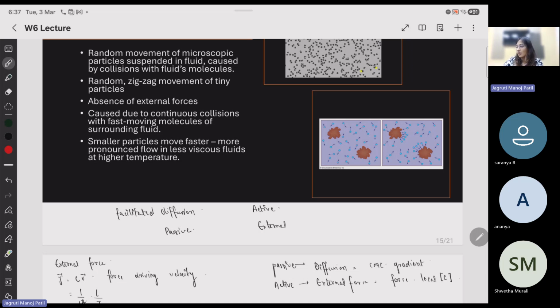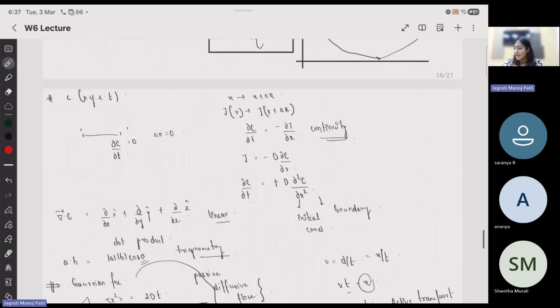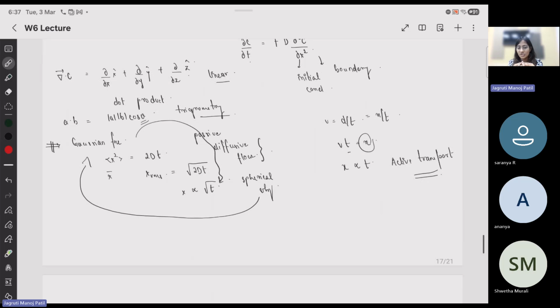So here it's all about what we are looking at. Just because it's passive, we have taken an assumption that it will follow this one distribution. And from that distribution, we are trying to see how our one variable, the position variable, would vary with respect to the time variable if the diffusion constant is known to us.